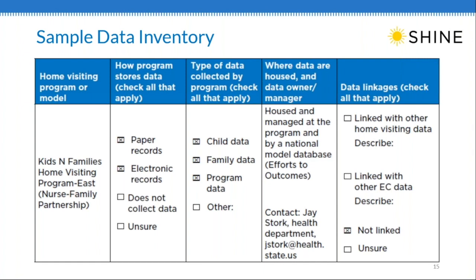So you want to know either the program or model name, as well as how that data is being stored, either in paper or electronic form, knowing that it's easier to connect data in an electronic form, the types of data that are being collected to know whether you can link data from one source to another, either at the child, family, or program level, where those data are actually housed, who owns it, who manages it, since we know there's lots of negotiations around sharing those data, and then if you have any contact information of those people.